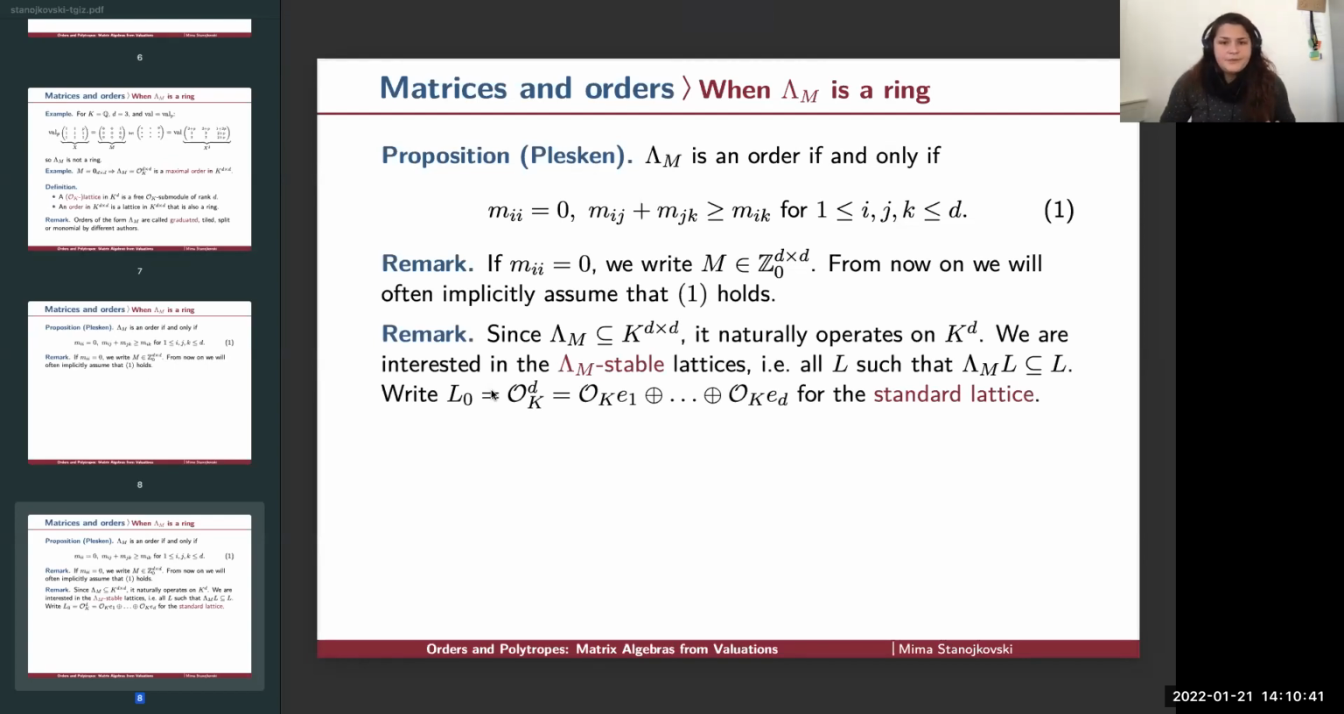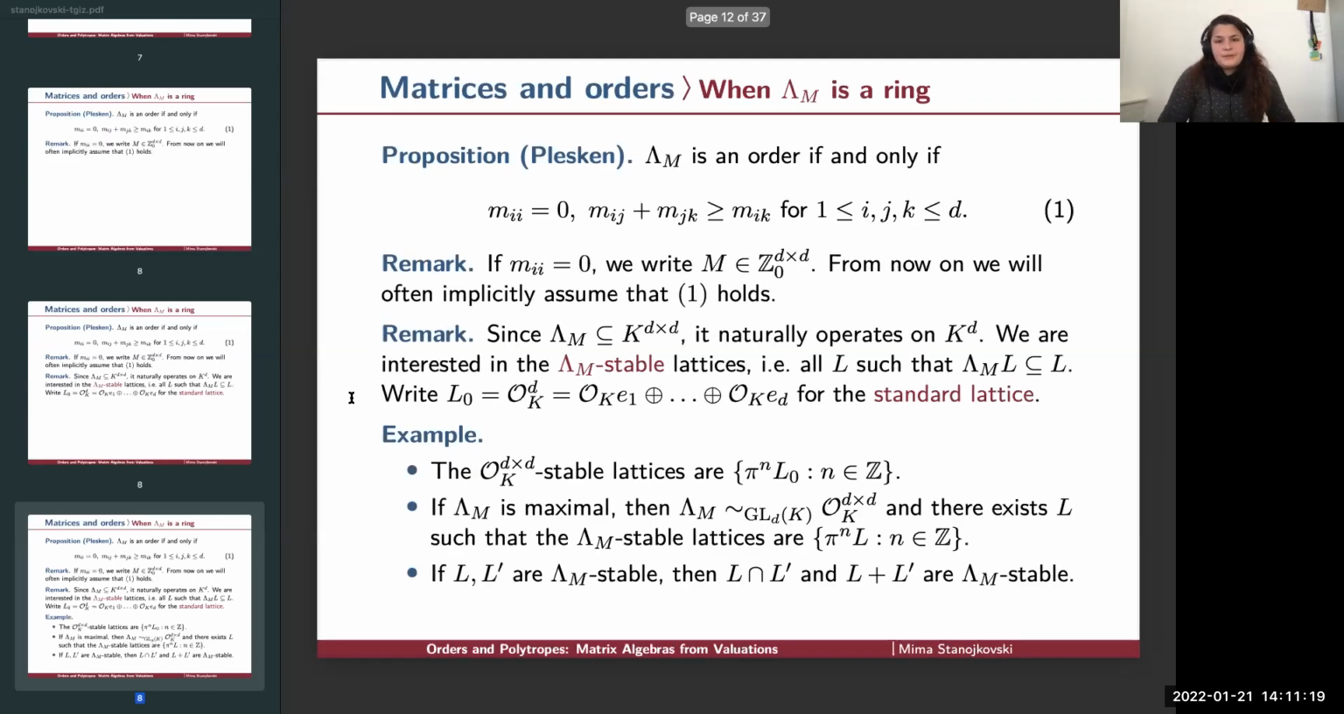So what do we do with these rings? Well, they are subrings of rings of matrices that naturally operate on K^d. And so what we can ask is, what are the stable lattices in K^d? So those that are sent to themselves under this action of Lambda M. And just for convenience, if I take the standard basis, then the standard lattice in K^d, I will just denote it by L0.